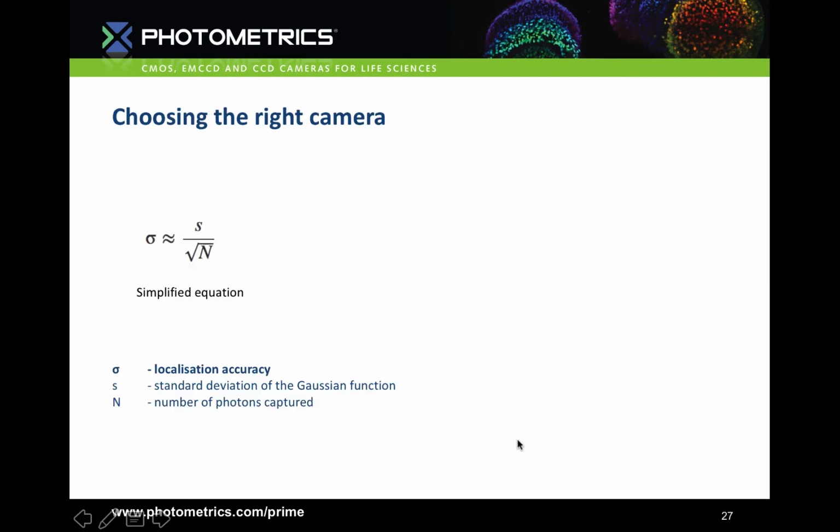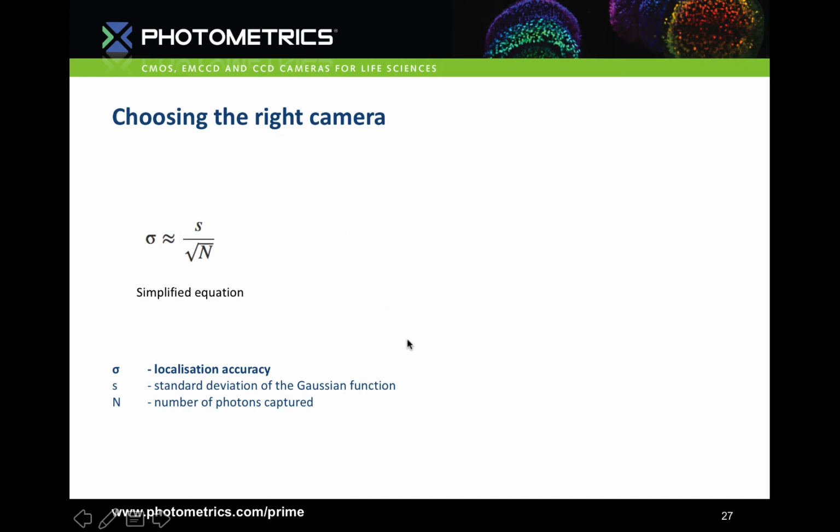As we saw in the previous slides, photon number is the most important consideration for improving localization accuracy, which is why a sensitive camera is necessary for localization-based super-resolution techniques. Aside from sensitivity, a faster camera will increase the rate at which you're able to acquire data, and a large field of view will increase the throughput, reducing the amount of acquisitions you need to take.